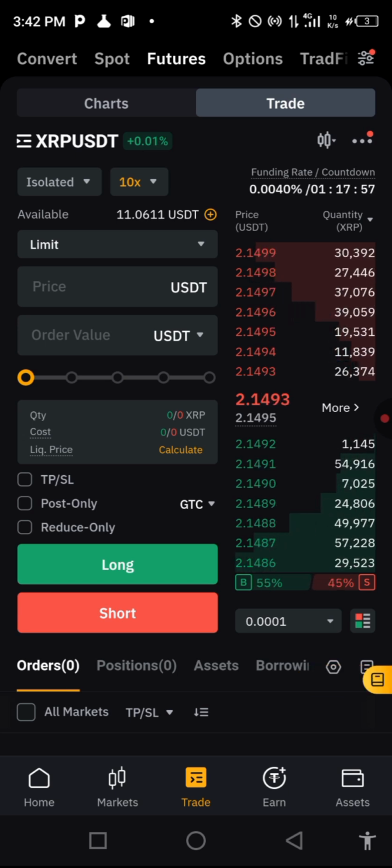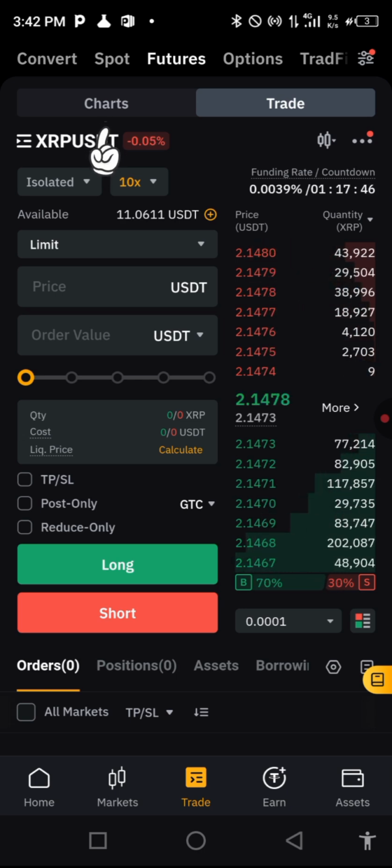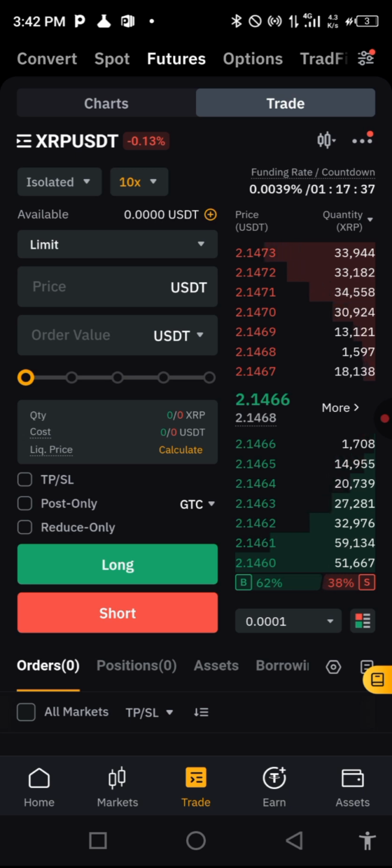But before I get into how you can place your trade and the rest of it, let me also take you through the way the interface works. If you look at your left hand side, you see charts. You look at your right hand side, you see trade. Let me first break those two environments down for you.